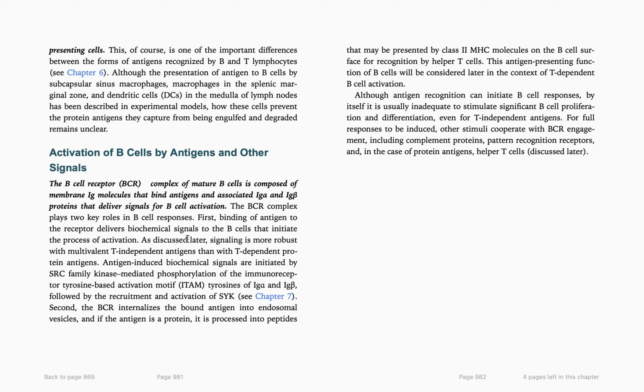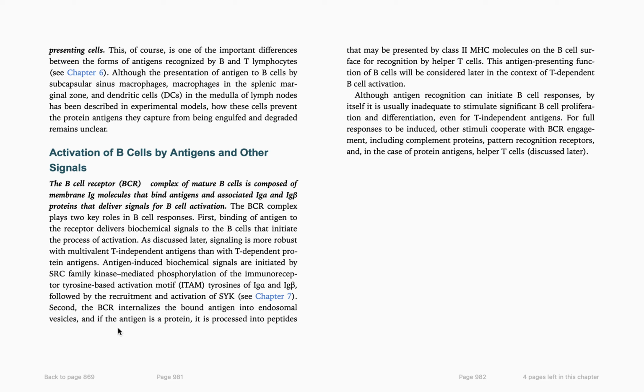As discussed later, signaling is more robust with multivalent T-independent antigens than with T-dependent protein antigens. The antigen-induced biochemical signals are initiated by surface receptors, Src family kinase-mediated phosphorylation of immunoreceptor tyrosine-based activation motifs, or ITAMs, of Ig alpha and Ig beta, followed by recruitment and activation of other signaling molecules, as shown already in chapter 7.